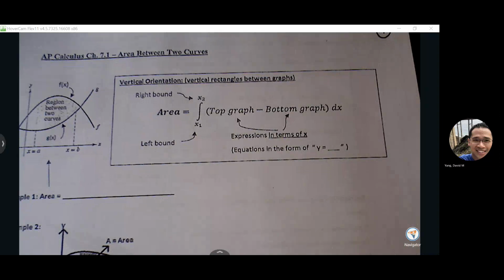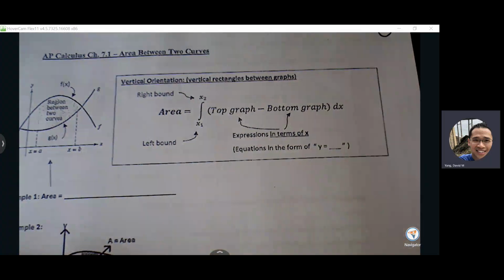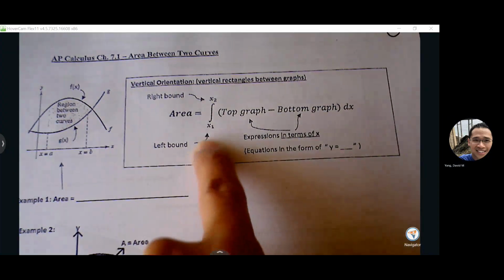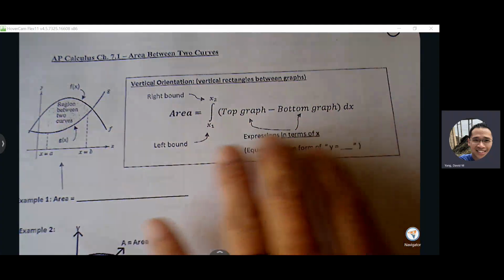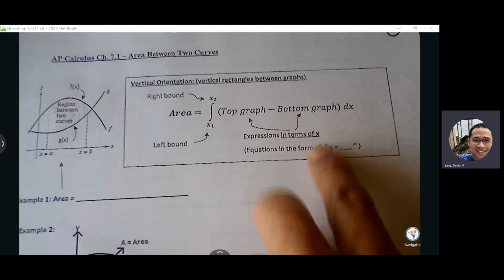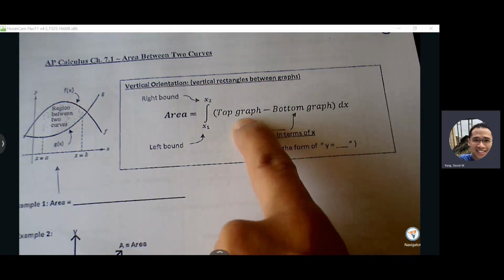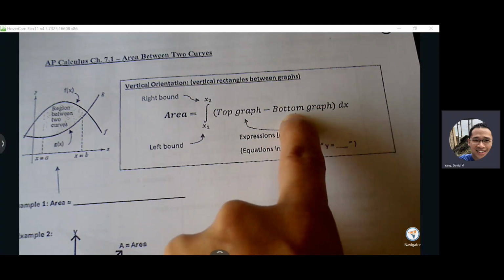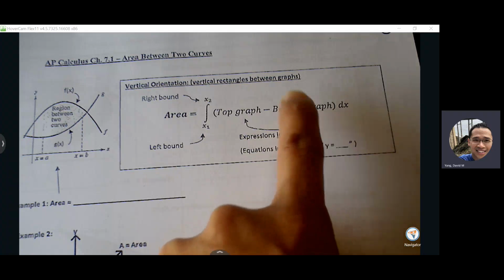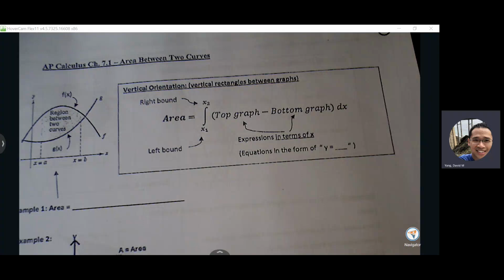All right, so let's go to our notes. So if we want to find the area between 2 graphs, it's basically a definite integral. Okay. Now, we've basically been working this formula for a while now, but it's always been just whatever function we've been dealing with. And we've always left out the bottom graph because it's always been the x-axis. It's always been 0. So it's always been whatever the top graph is minus 0.